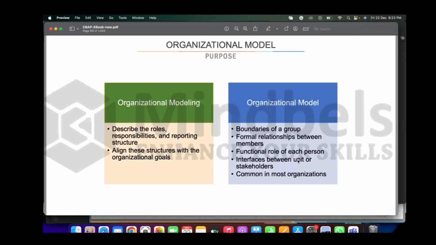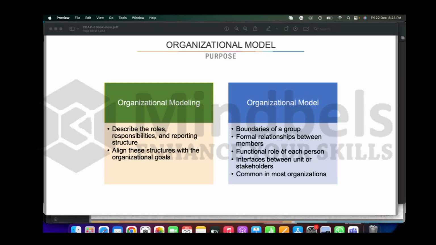It's nothing but understanding the roles, responsibilities, and everything about the organization. And what you will do is align these structures with the organizational goals. I told you, right? When you are providing a benefit or solution, you place the structures as required by them. After that, you can see a formal relationship, functional role, common in most organizations. You would have seen this; it's a very casual, formal thing in every company now.